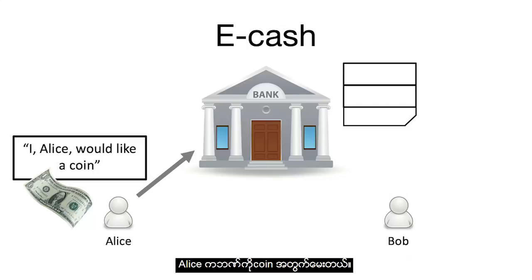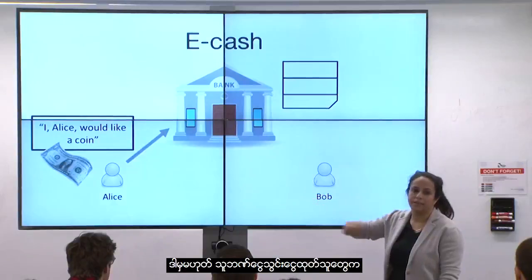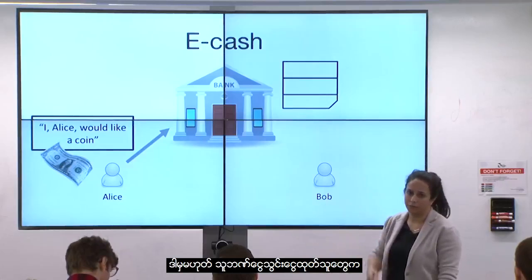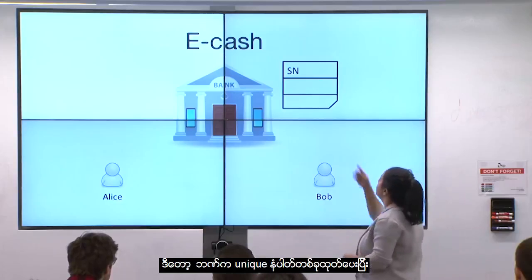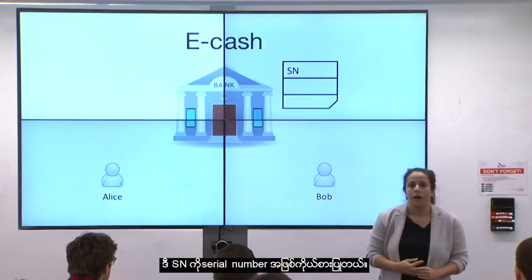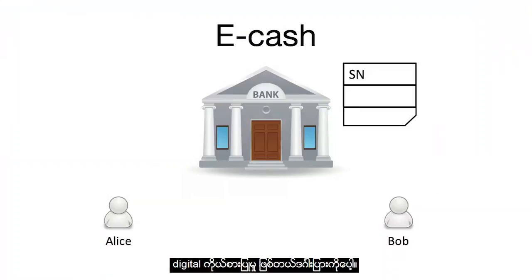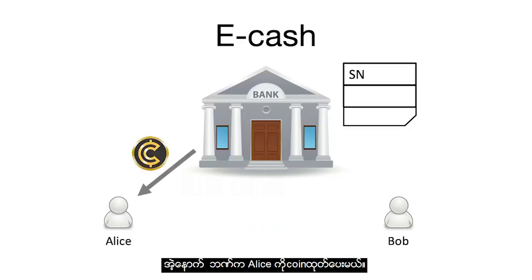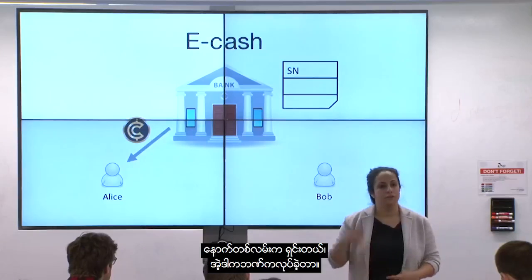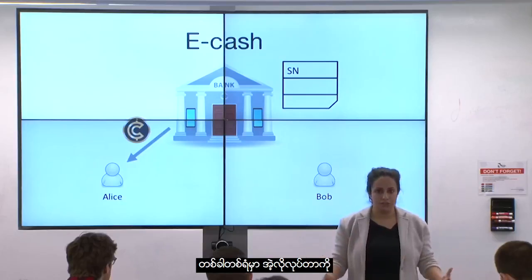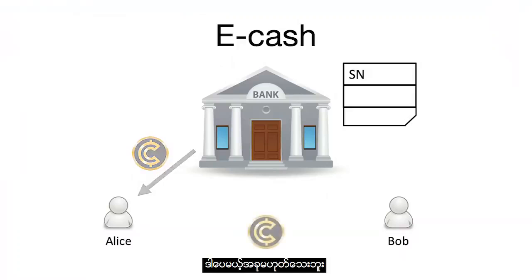So Alice asks the bank for a coin. Maybe she has an account with the bank like before, or maybe she gives the bank teller actual physical money in order to get one of these coins. So the bank generates a unique number, SN, which stands for serial number, and decides that this is the digital representation of the coin. The bank then gives that coin to Alice in a way that it's clear that the bank did this. Usually this is done using a technique called digital signatures. We're going to get to that as class progresses, but not right now.